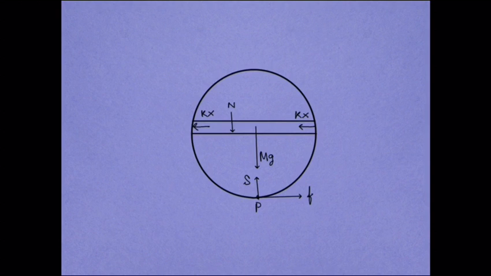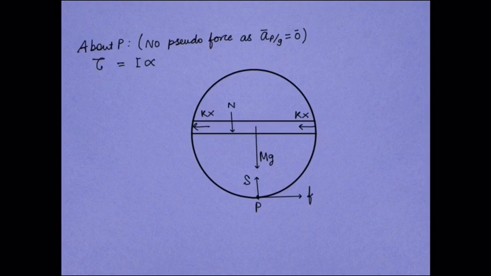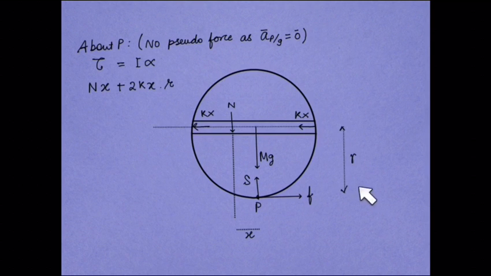So these are the forces acting on the cylinder, and we apply torque equal to I alpha about P. About P, no pseudo force, as acceleration of P with respect to ground is 0, we have seen just now. So since P is not accelerating, we don't have to apply any pseudo force, and now I'm going to apply torque equal to I alpha. So N will have torque N into x, while both these kx forces are at a distance of R from P, so they'll have a torque 2kx into R, and that is equal to I alpha. Moment of inertia about P will be moment of inertia about center plus shifting, so that will make 2mr square into alpha. So these are the two equations which we need to solve.